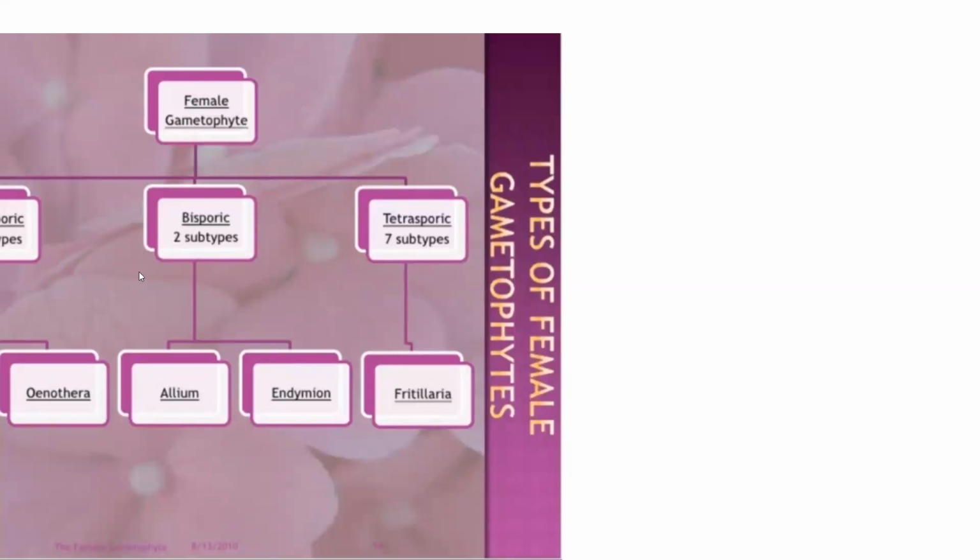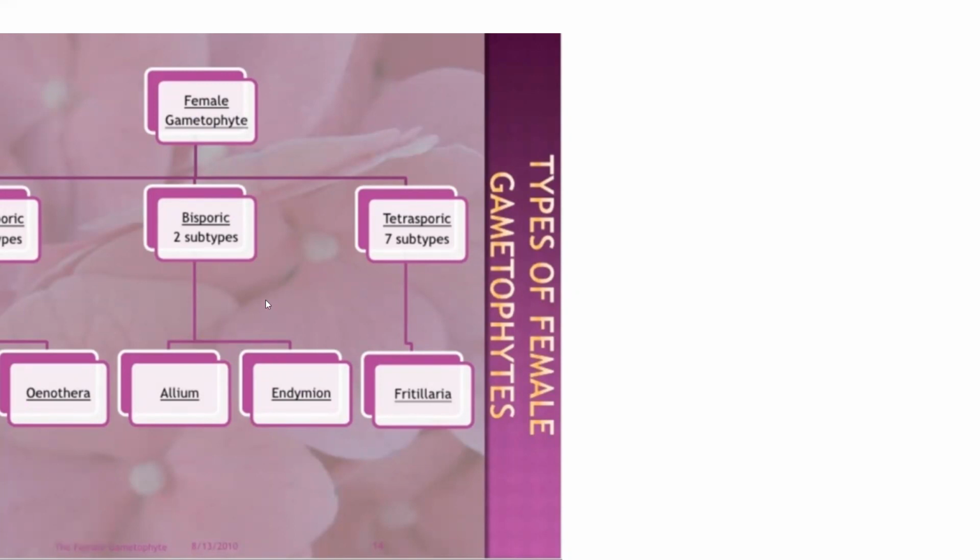Monosporic is divided into 2 subtypes. The first one is the Polygonum and the second one is the Oenothera. The bisporic also has two subtypes: one is the Allium type and the second one is the Endymion type.